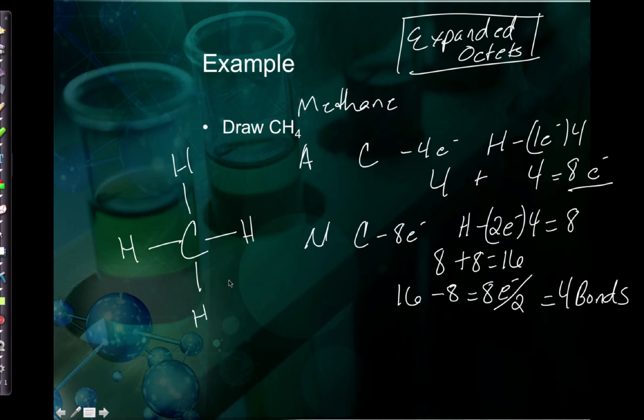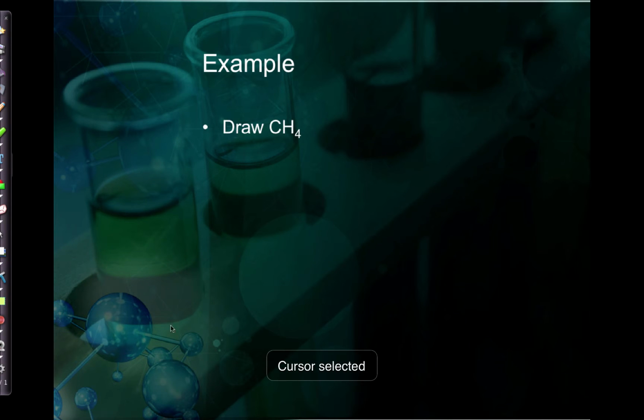I've used all my electrons. That's my Lewis structure. All right, let's look at another one. Let's do F2, O2, and N2.